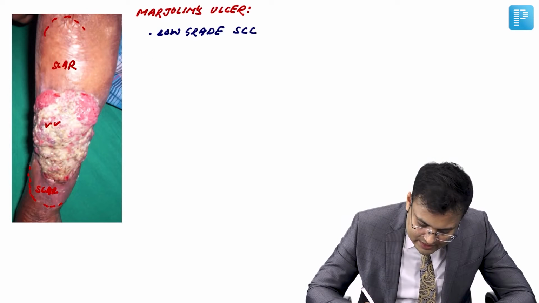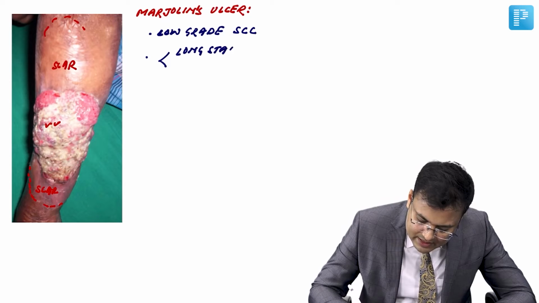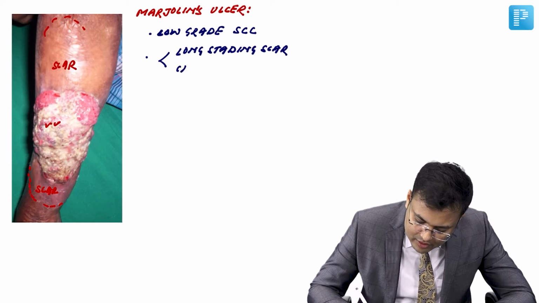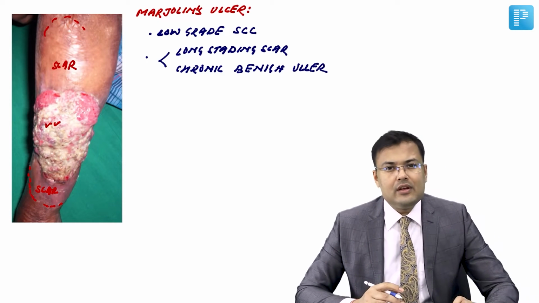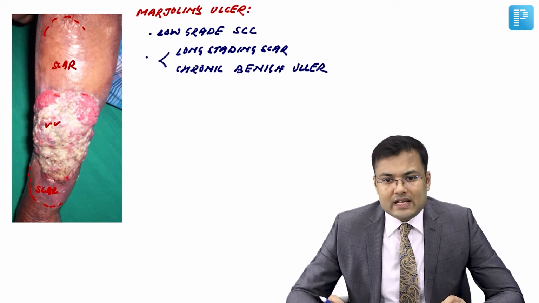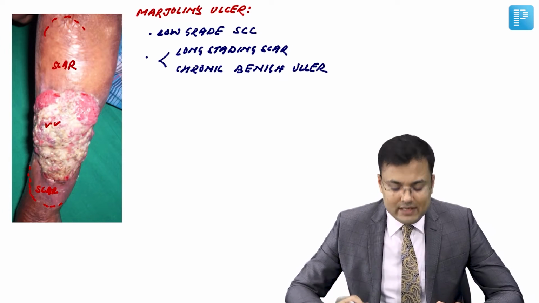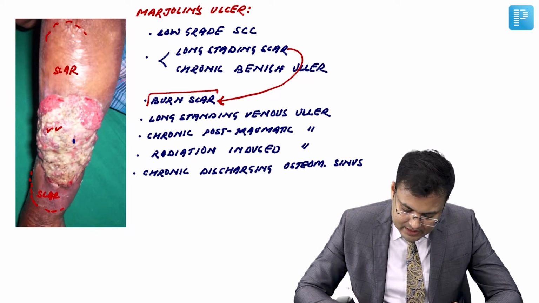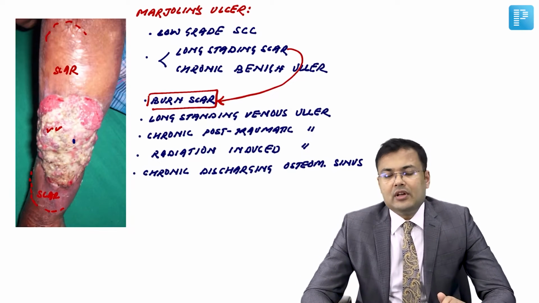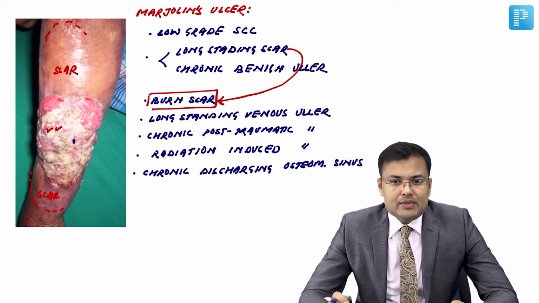So it arises from long-standing scar or chronic benign ulcer. Okay, so generally see from which areas or from which scars it is going to develop. This long-standing scar, generally it is arising from burn scar. So Marjolin's ulcer is arising from burn scar.